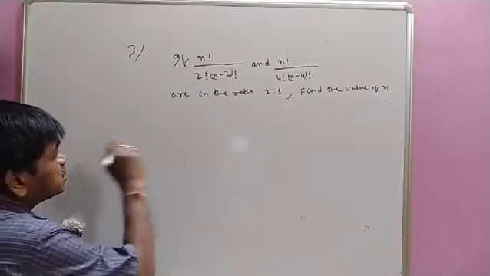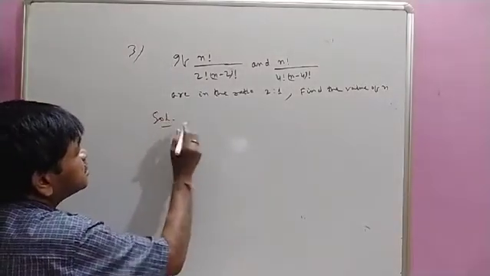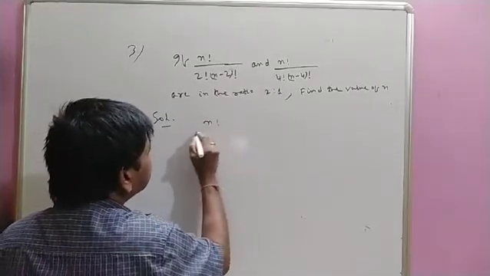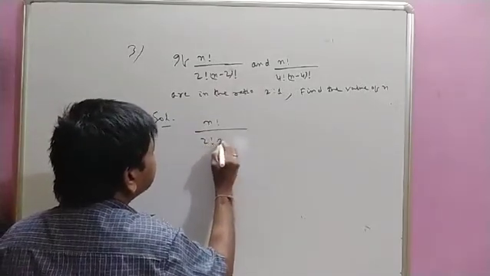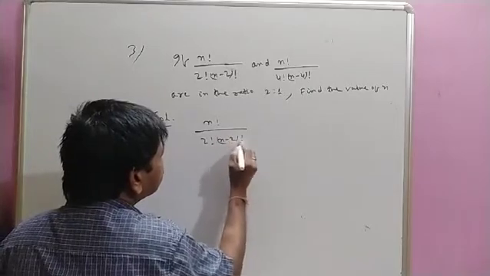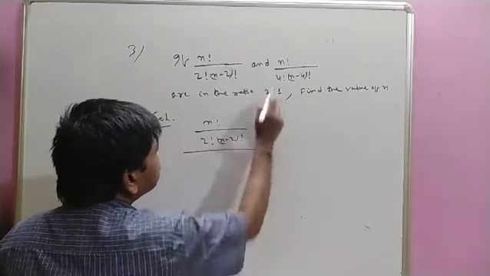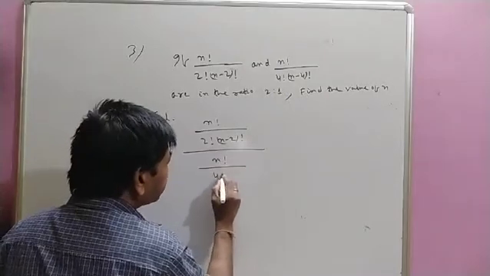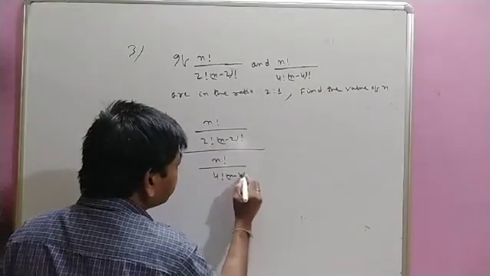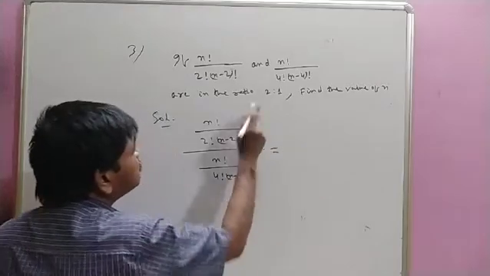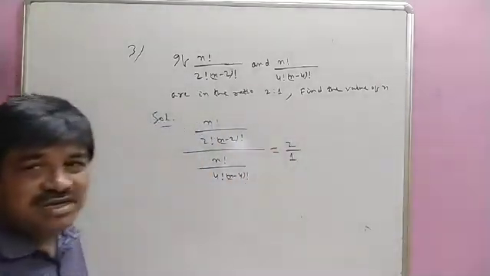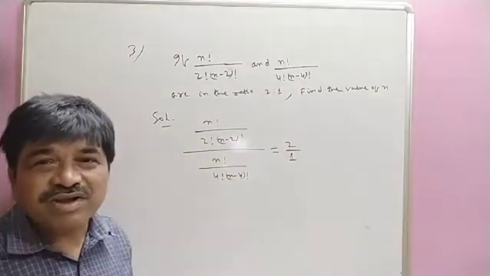So let us write the solution for this. These two are in the ratio of 2 by 1. That means n factorial divided by 2 factorial into n minus 2 factorial, divided by n factorial by 4 factorial into n minus 4 factorial, is equal to 2 by 1. And the question is asking us to find the value of n.